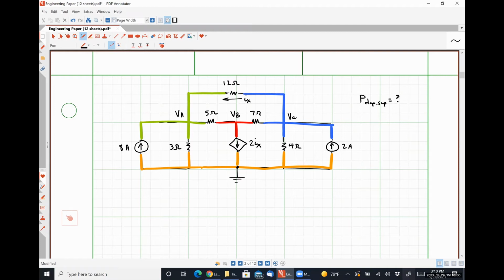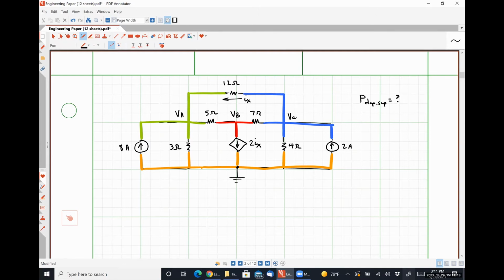Because this problem has a dependent source, it will have literally one extra step. And that step will be to express the controlling variable in terms of our nodal voltages. So before we write our KCL equations or anything like that, let's do that first, okay? How do I express that current IX flowing through my 12 ohm resistor in terms of my nodal voltages?